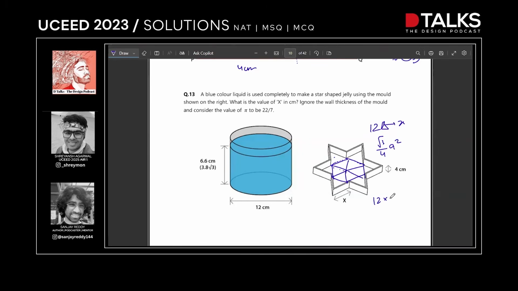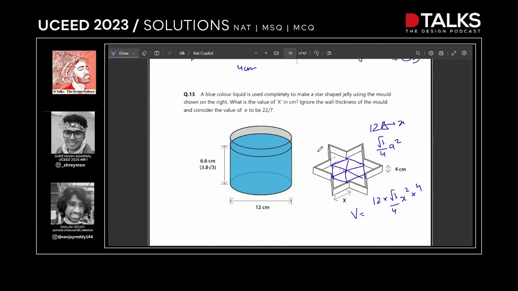So that's 12 times root 3 by 4 x square. So x square, that is the area. And the volume would be area times the height. Height is given as 4 centimeters. That is the volume. So this is the volume that can be contained within this chart.